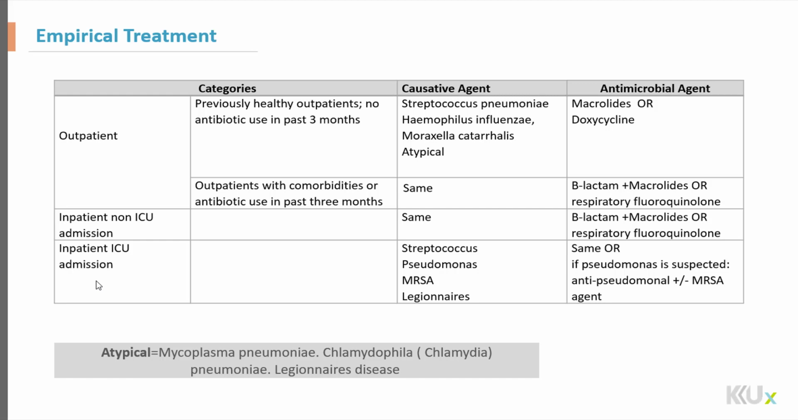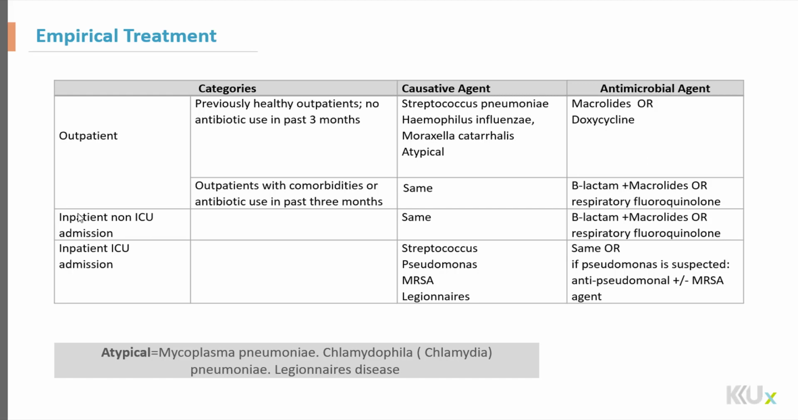Let's say you have a patient who is previously healthy, outpatient, no antibiotic used in the past 3 months, and coming with signs and symptoms of pneumonia. You will treat this patient as outpatient, and you suspect Streptococcus pneumoniae, Haemophilus influenzae, Moraxella catarrhalis, or atypicals. In such a healthy outpatient, you can use either a macrolide like azithromycin or doxycycline.